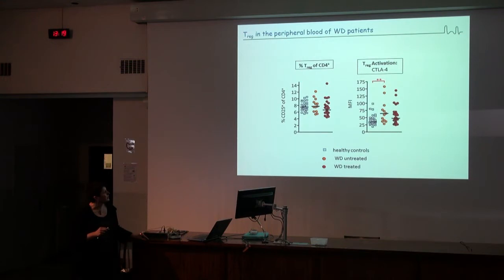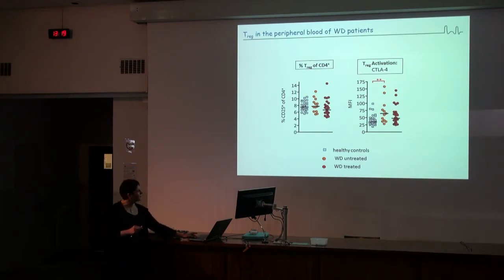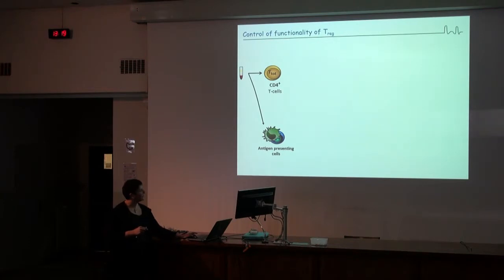When we do a similar analysis in the peripheral blood, we don't see any changes in the amount of regulatory T cells in the peripheral blood, but what we see is that T cells of untreated Whipple's disease patients show enhanced expression of CTLA-4, which is an activation marker for regulatory T cells. So we were interested if the regulatory T cells show a higher regulatory potential than regulatory T cells from normal persons.